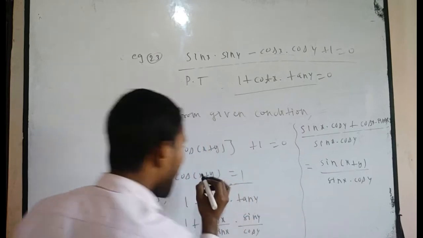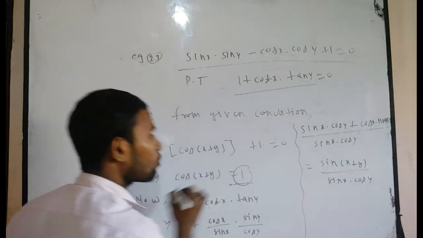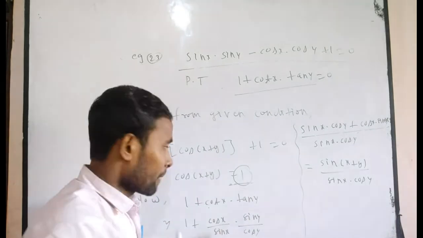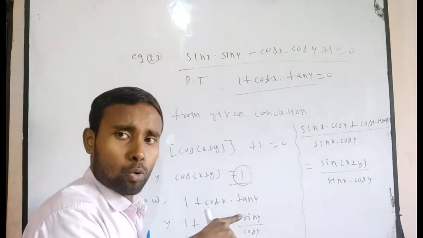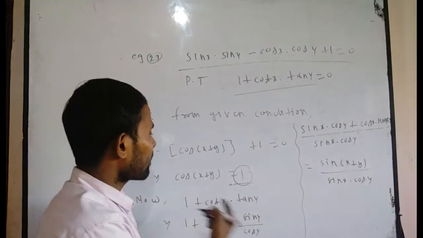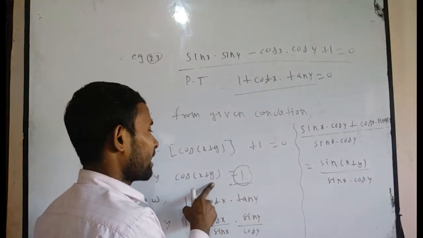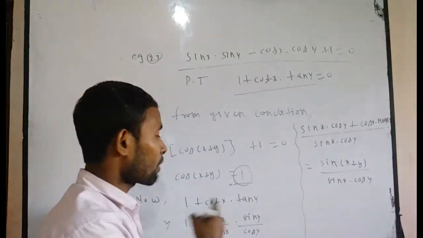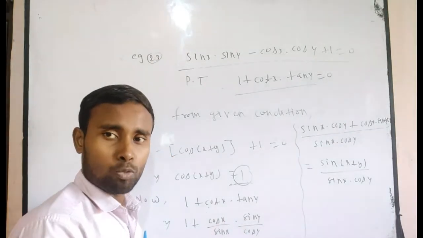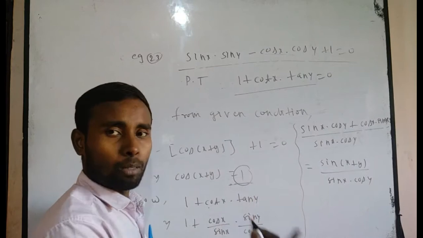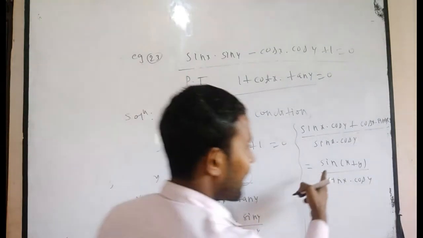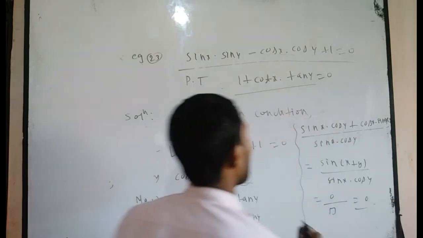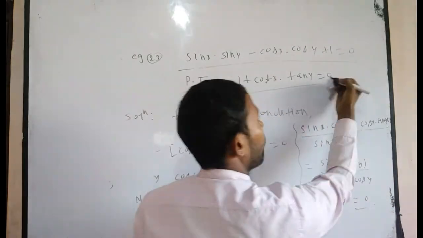And you know that if cos(x + y) is equal to 1, then x + y is definitely pi by 2. In other words, you can also find, if cos(x + y) is equal to 1, then sin(x + y) is equal to under root 1 minus sin square(x + y). Then you get 1 minus 1 square, that will be 0. So you can find sin(x + y) is equal to 0, divided by something, definitely it will be 0. So 1 + cot x tan y is equal to 0.